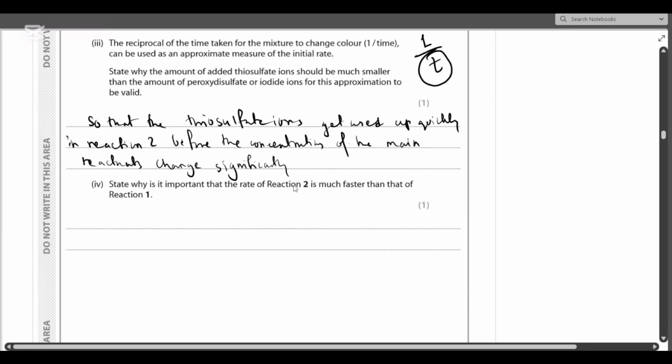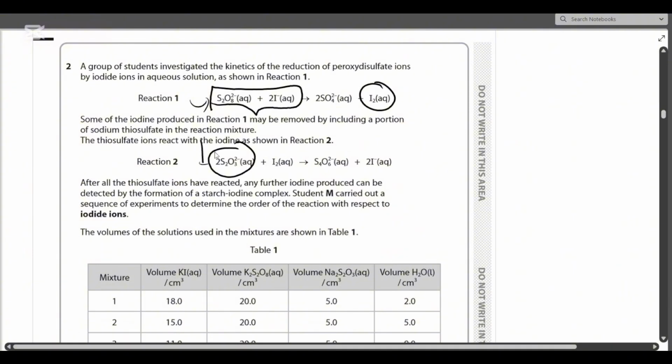Okay, so now let's move on to the next one: state why it is important that the rate of reaction 2 is much faster than the rate of reaction 1. Exactly my point, just like in the previous answer, the whole point here is to ensure that the excess iodine gets removed via reaction 2 by reacting with the thiosulfate ions which are added. So it is very important for reaction 2 to be faster than reaction 1, so that the iodine which we want removed disappears by reacting with the thiosulfate ions before any reaction with the starch can occur.